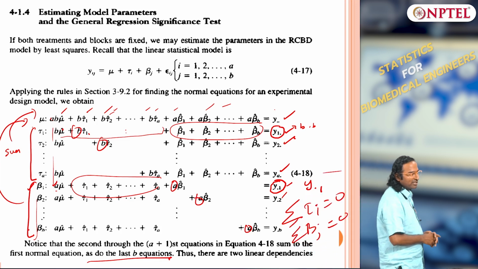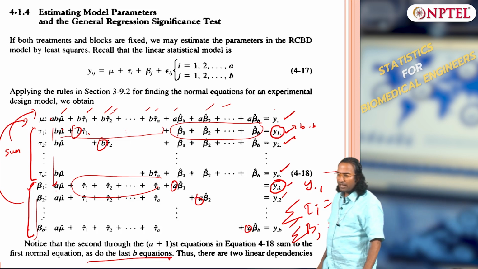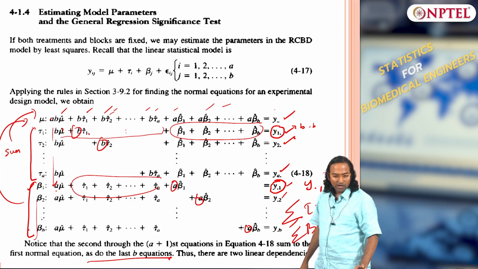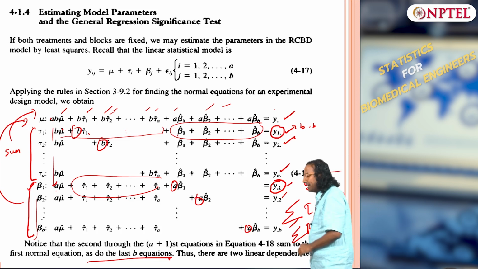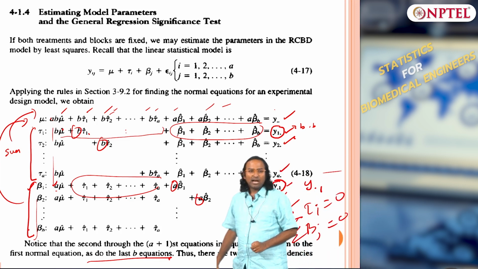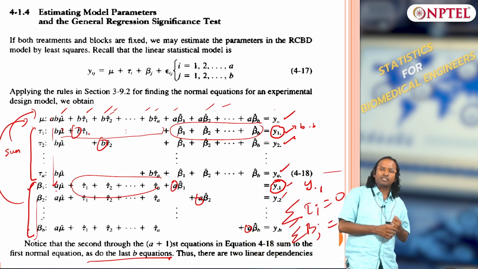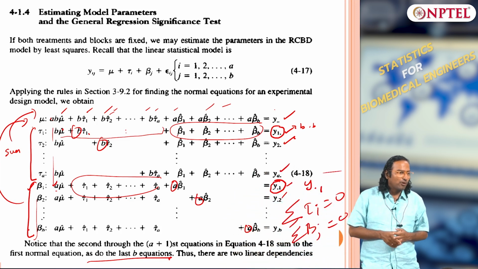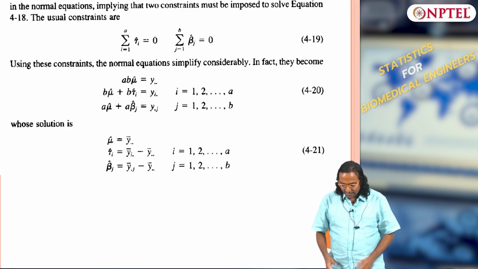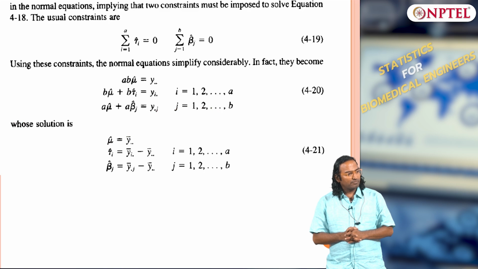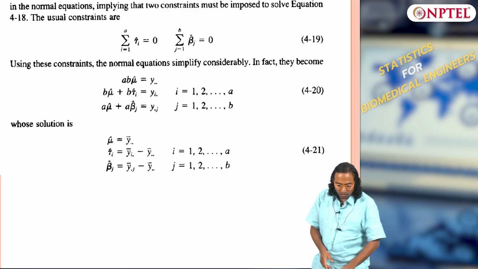Of course, all these normal equations are not independent, you have 2 dependencies. If you sum the beta block, you will get the first equation, and if you sum the tau block, you will get the first equation. So, it is not totally independent. Therefore, you add 2 more equations, which are summation of tau i equal to 0 and summation of beta j equal to 0, and therefore there are A plus B plus 1 independent equations. You can solve all these A plus B plus 1 equations to get the solution, okay.